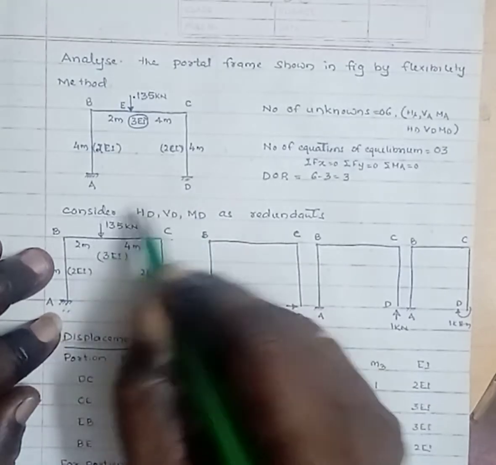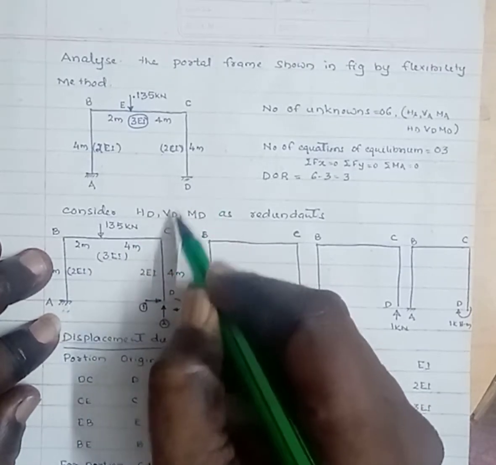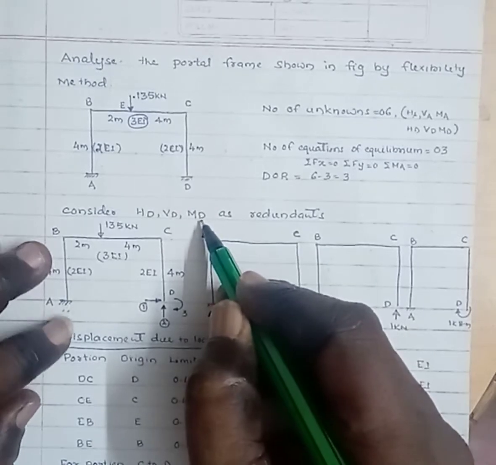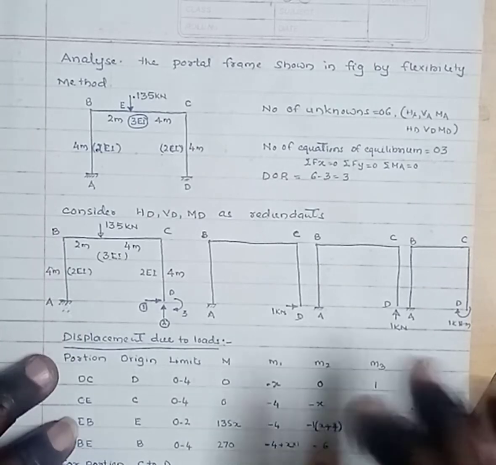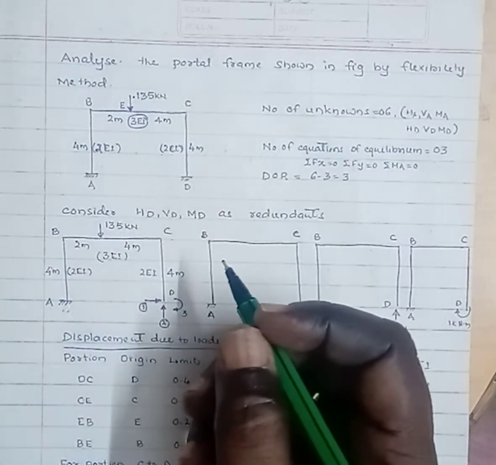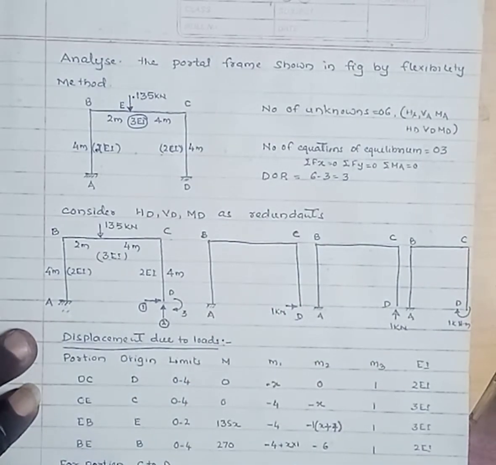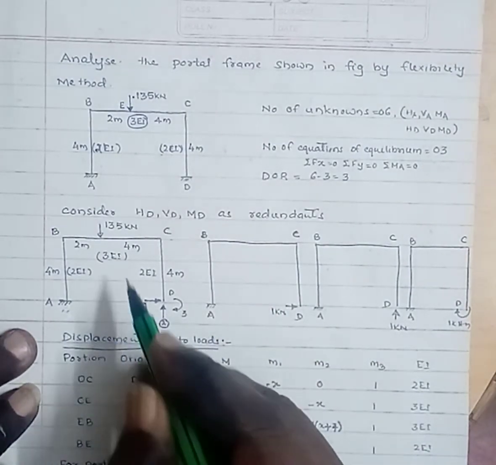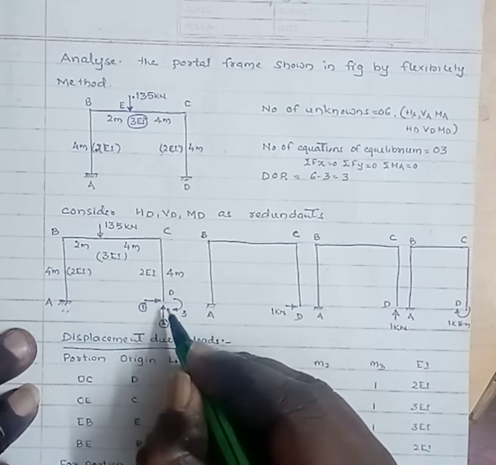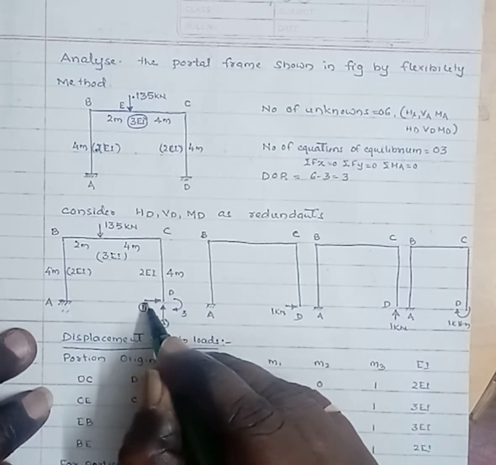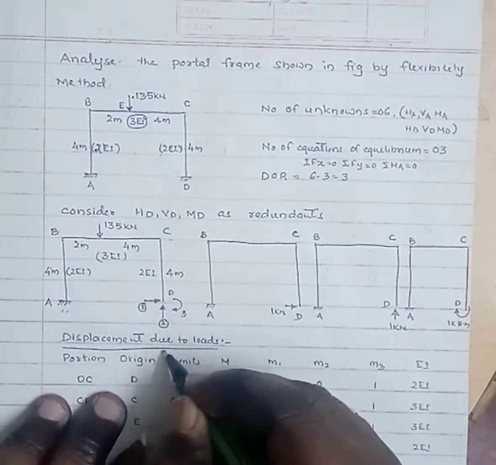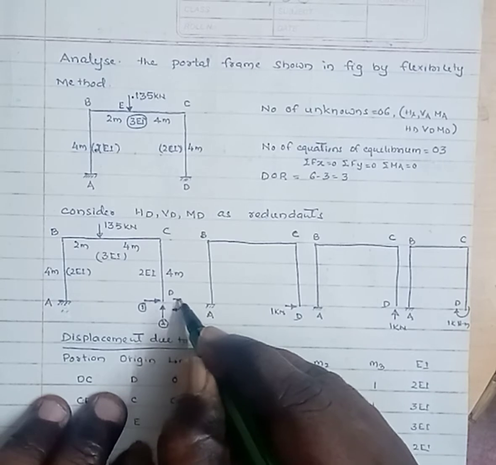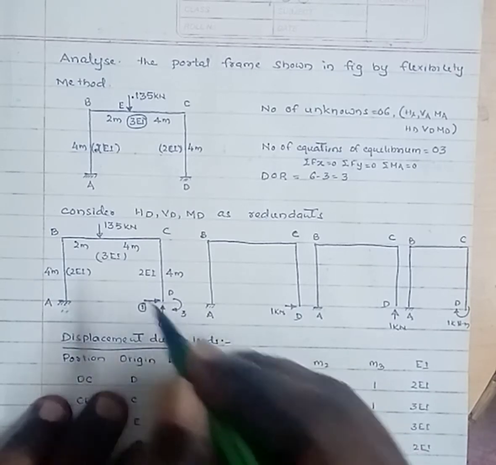Here we will consider the horizontal reaction component at D, the vertical reaction component at D, and in addition the moment at D as the redundants. First we have to remove the redundants and make it a stable and determinate structure under the action of the applied force. We give the coordinate numbers as shown in figure 1. This is coordinate 1, in place of the removed horizontal reaction HD. In place of VD, this is coordinate 2. This one is coordinate 3. These are the 3 coordinates.